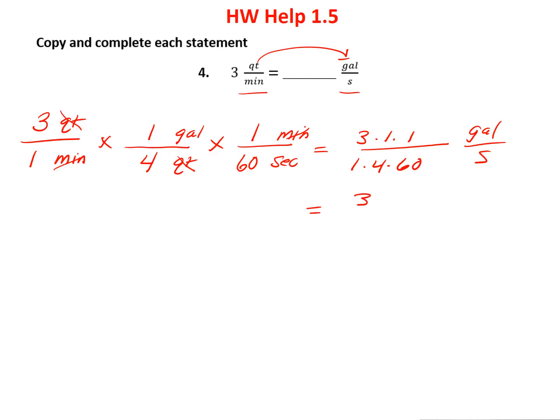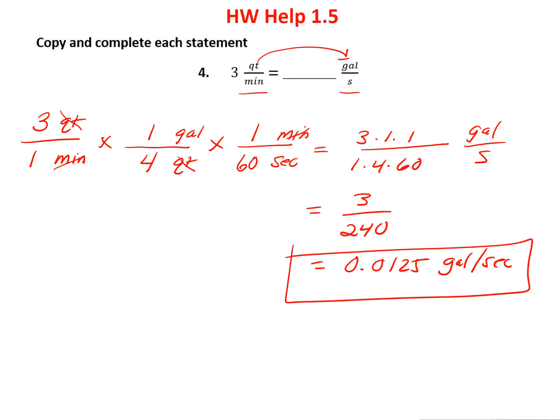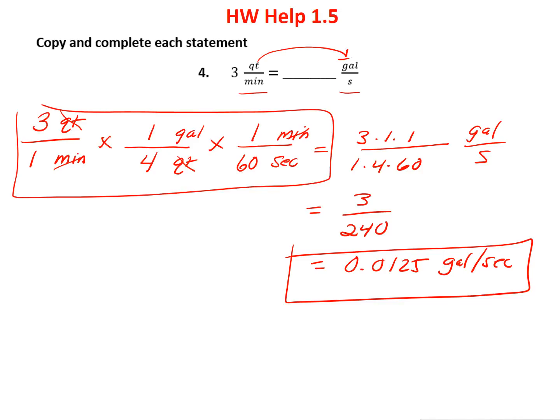Okay, so we have 4 times 60 is 240. So we have 3 divided by 240. So we have 0.0125 gallons per second. And that's our answer. So 3 quarts per minute is the same as 125 10,000ths gallons per second. This can be very helpful, particularly looking at the units to determine exactly the conversion rate you need to make this problem work for you.